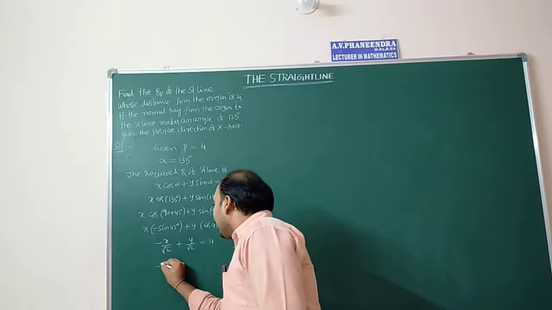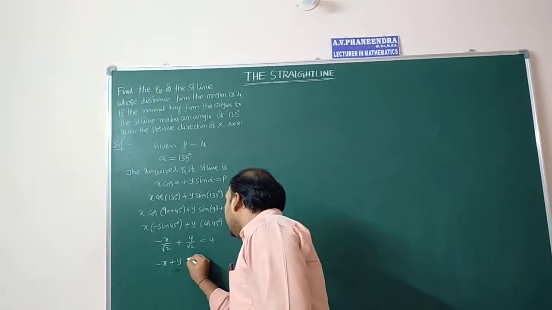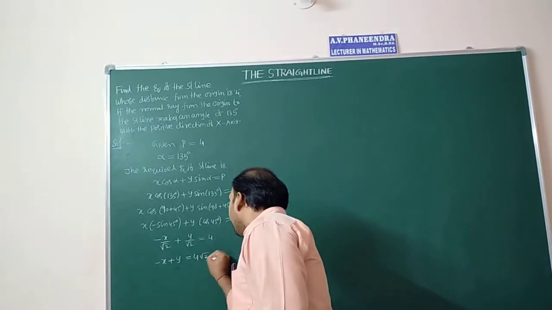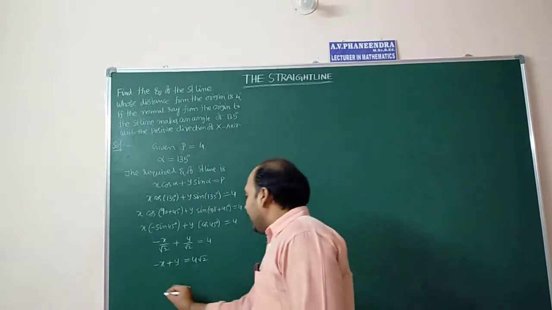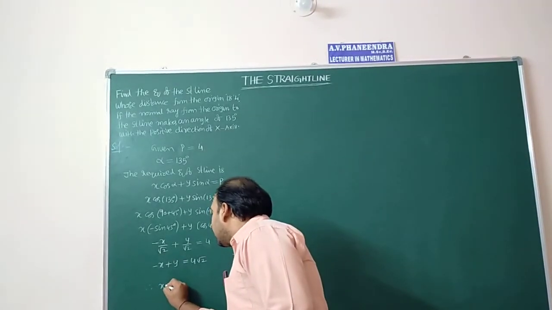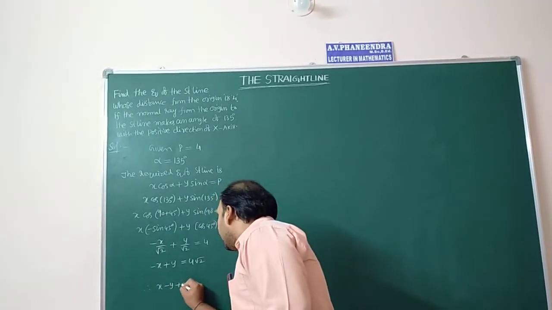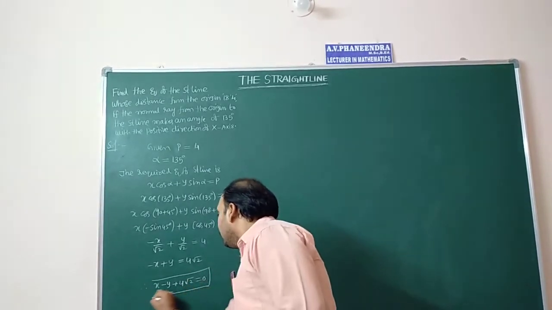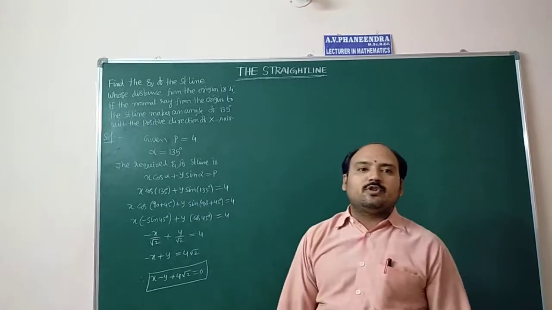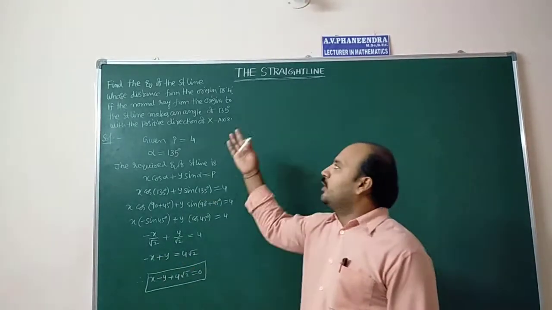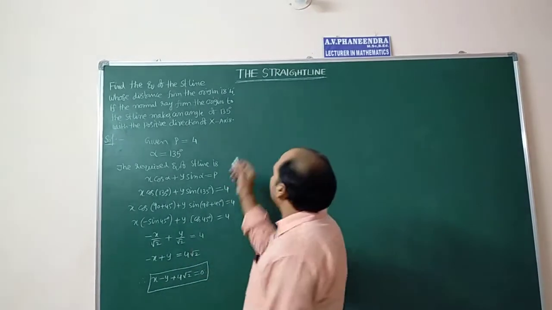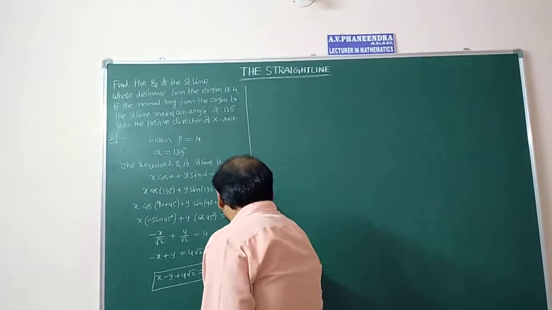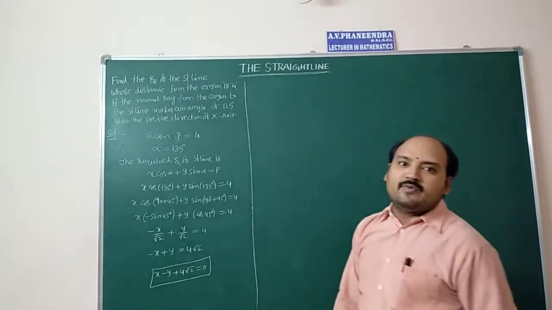Take LCM: minus x plus y is equal to 4 root 2. These values we are taking this side. Therefore, x minus y plus 4 root 2 equal to 0. This is the required equation of line to the corresponding problem. After that, we are going to discuss the symmetric form of the straight line.